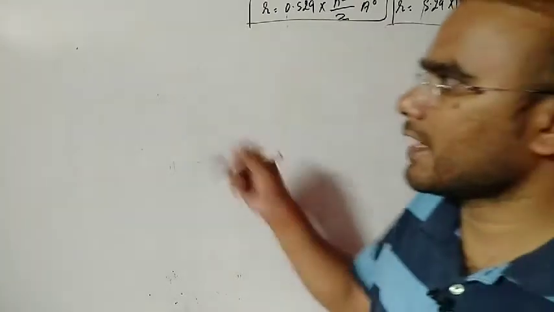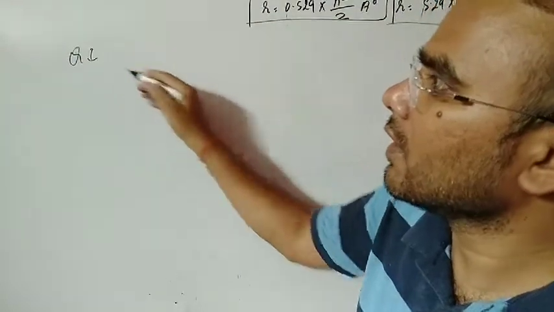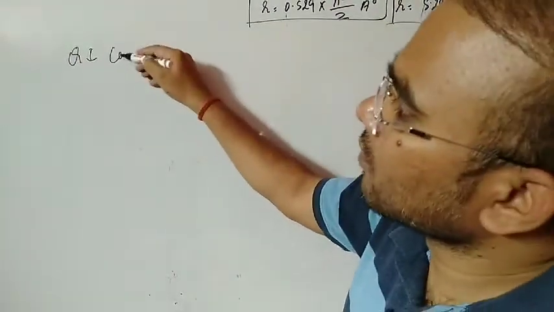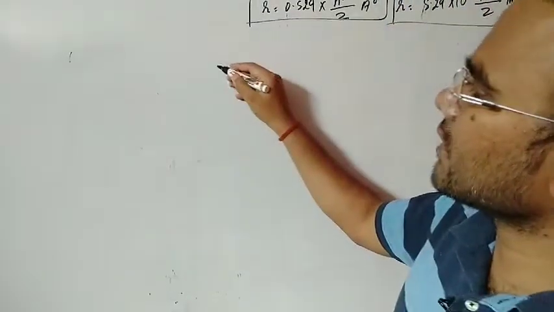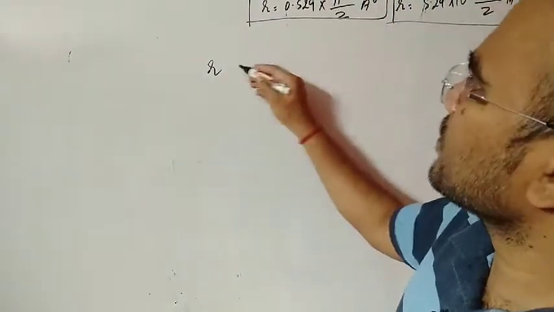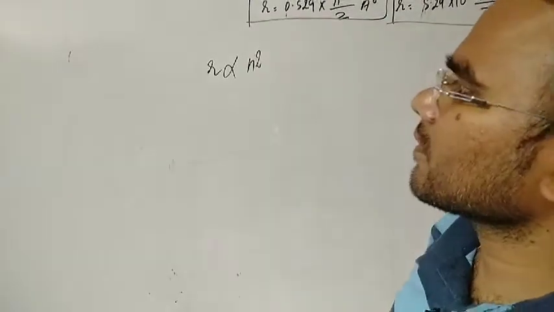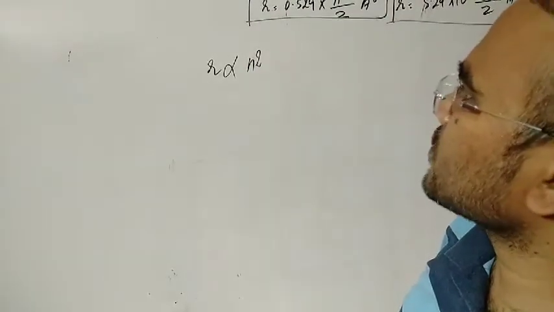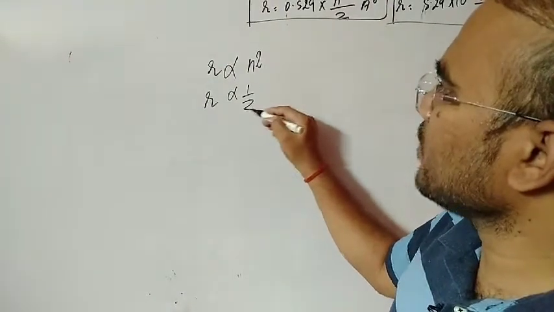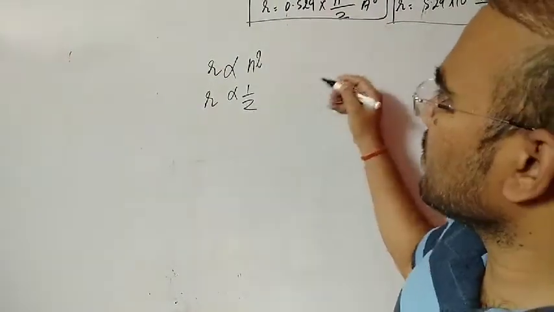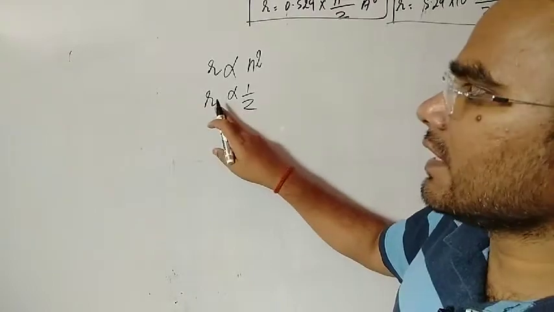Right, now let us try to solve problem number 1, question number 1. Firstly, keep one convention in mind. R is directly proportional to n square. And R is inversely proportional to atomic number. So if the atomic number increases, the radii will decrease.